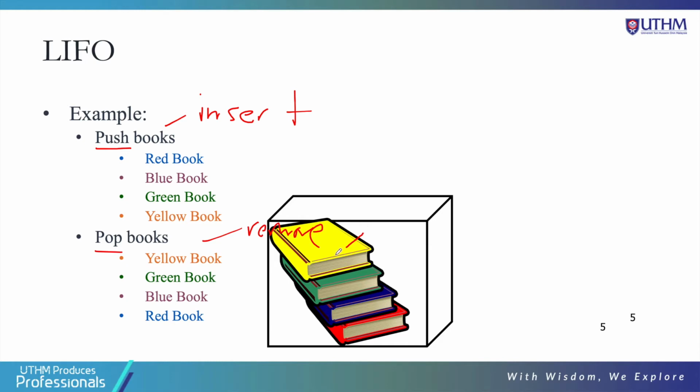Okay, and then this yellow book also will be the first book which is going to be removed. So that is what is meant by LIFO. The last in, okay, the last in will be the first out. The last book that has been inserted will be the first book that will be removed. So let's do the operation of removing the books, or pop. So this is the demonstration. The last book that has been inserted is the first book that will be removed.